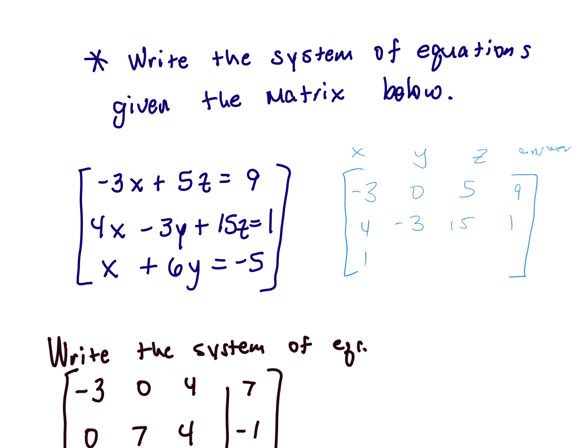Look at the last equation. What's the coefficient of X? 1. What's the coefficient of Y? 6. What's the coefficient of Z? 0. There isn't one, so you have 0. And then what's the answer?